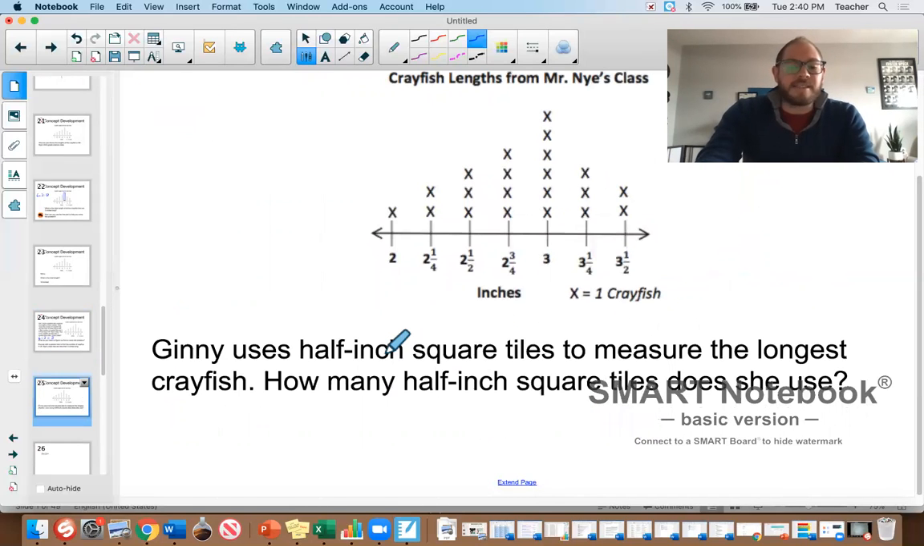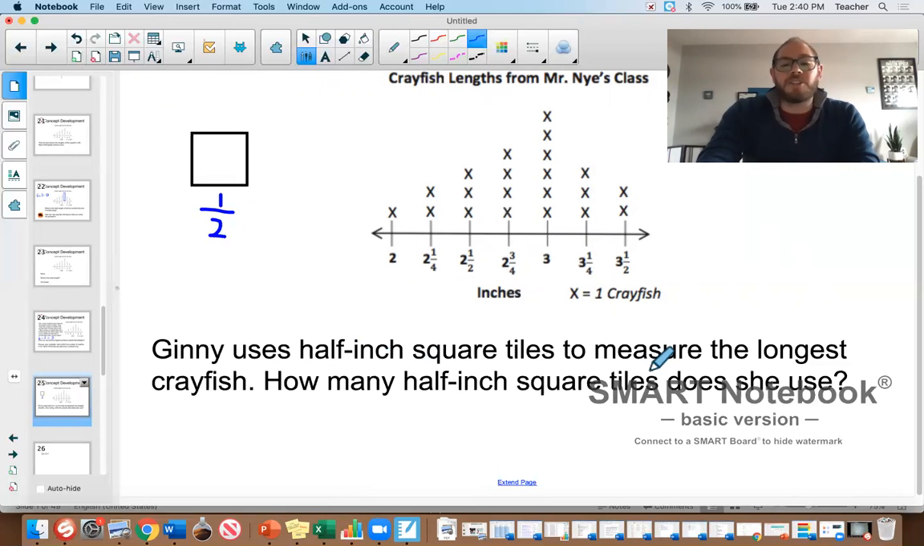Our next one says, Ginny uses half-inch square tiles to measure the longest crayfish. So how long is each side of a half-inch square tile? Well, if I show us a lovely square, I know that all the sides are the same length. So if one side is ½, I know all the sides are going to be ½ inch long.